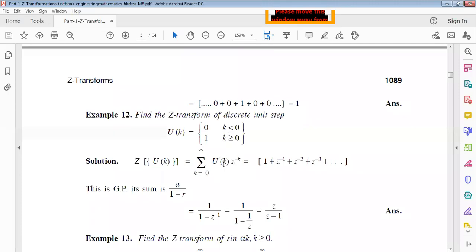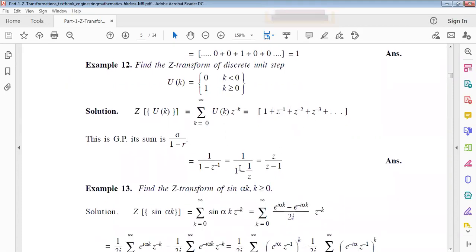So this can be written: if k equals 0 the first term, k equals 1 the second term, then 2, 3. This is also a symmetric infinite series. Now using the same formula we get this one, and this is the required transformation.